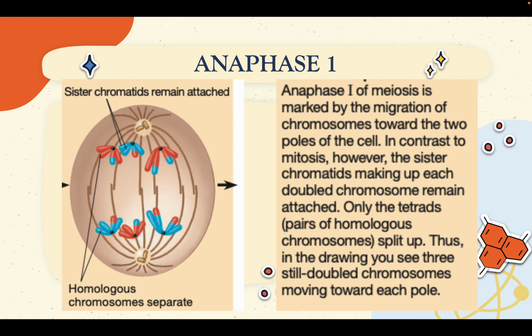So in the picture, you can see that the three pairs of doubled chromosomes are now on the move, heading to each end of the cell. So it's like these pairs of chromosomes are going to the different sides of the cell.